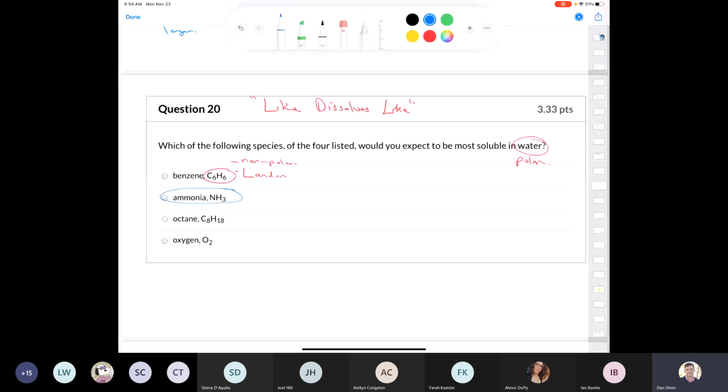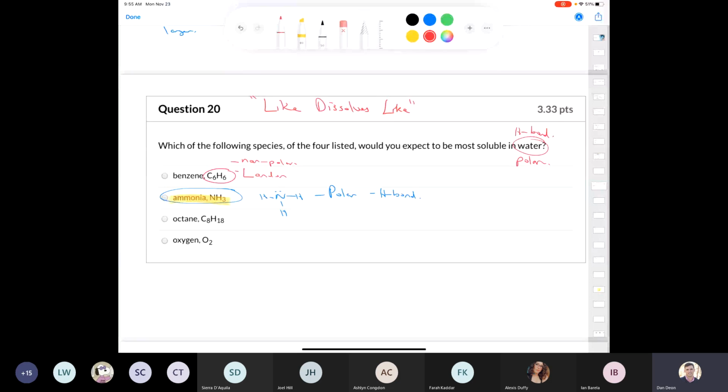Whereas something like ammonia, this molecule, NH3, has hydrogen bonding, right? It's polar, okay, and it can hydrogen bond. And so since water is polar and can hydrogen bond, ammonia is going to be super soluble in water. Without even looking at the rest, I know it's going to be ammonia.